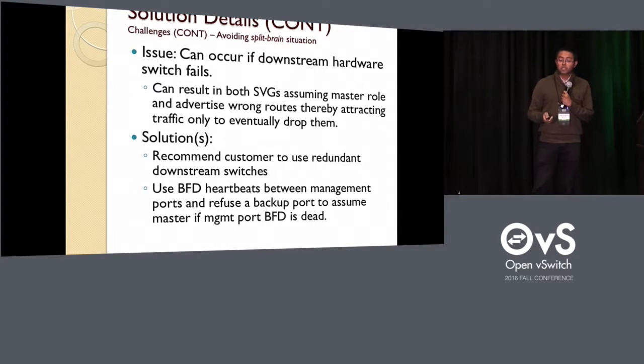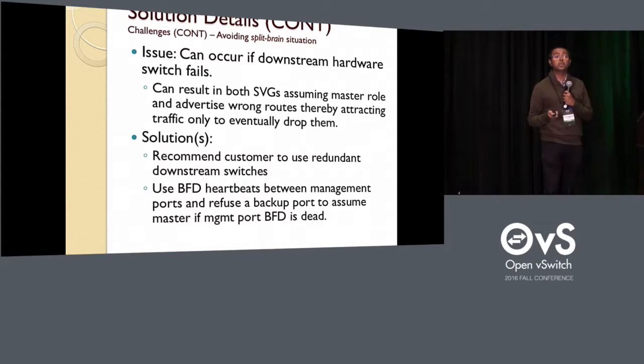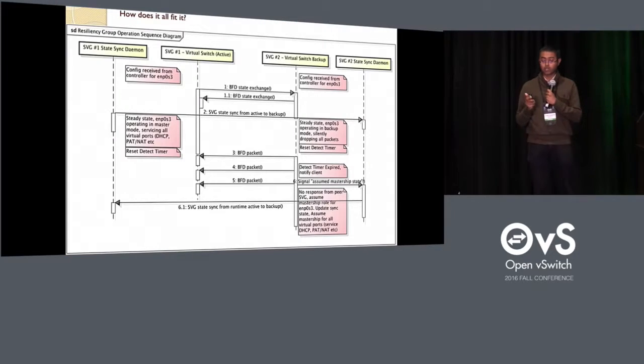Another potential issue could be how to avoid the split-brain scenario. What if the downstream switch itself goes bad, and all the ports in the downstream switch go bad, and both the SVGs come up as master, and they advertise the routes to the controller, and that brings about very bad things. How it can be solved is by using BFD on the management interface as well, or we could even ask the customer to have a redundancy on the downstream switch. So that solves the split-brain.